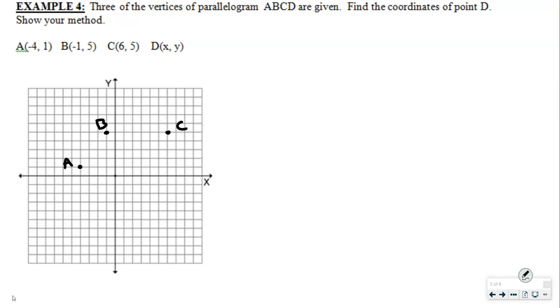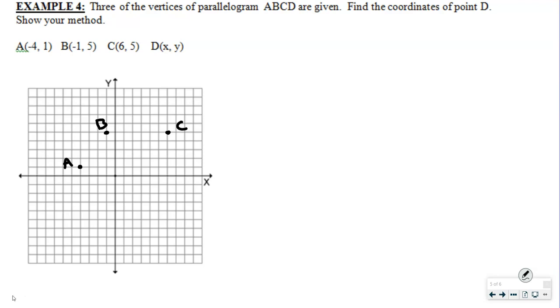Or we can find the distance between B and C, or A and B, and find the distance between A and D, and use that to show the distance from A to D. Because we know BC is going to be the same distance as A to D, wherever D is, and we know the slope of AB is going to be the same as the slope of DC. So either one. So I'm going to use the slope of AB, and then I'll recreate that on the other side to find my point.